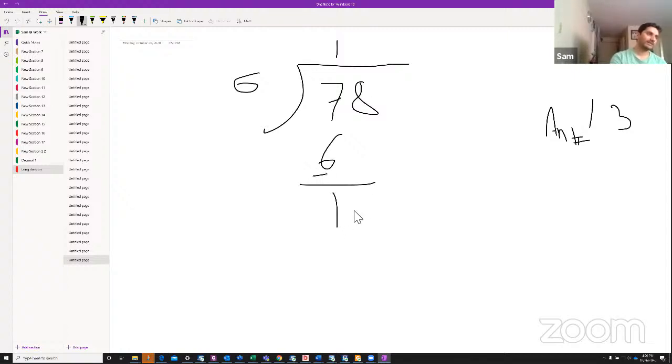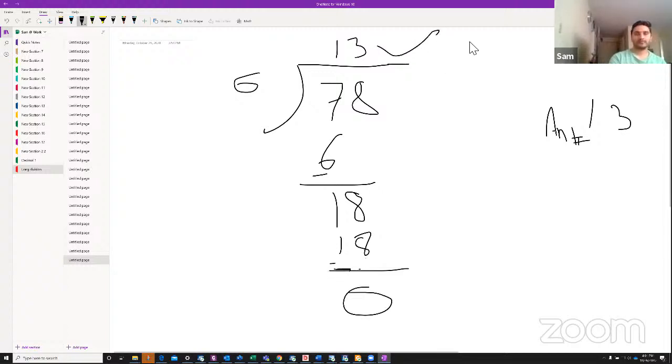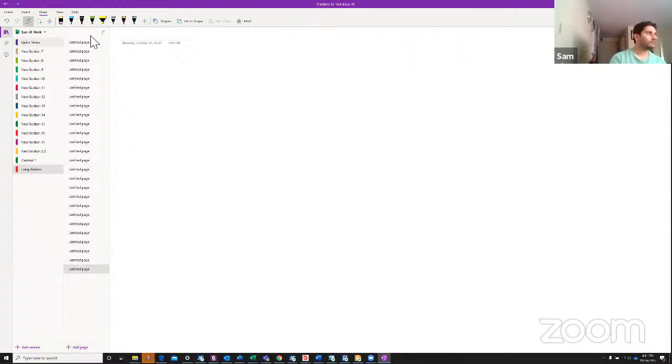And we're going to drop down 18. And if you divide 18 by 6, that'll be 3. So 6 times 3 going to be 18. And that's going to be 0. So 13 is the right answer. Okay. Let's move to the new one. So we have a 92. We're going to divide 92 by 2.